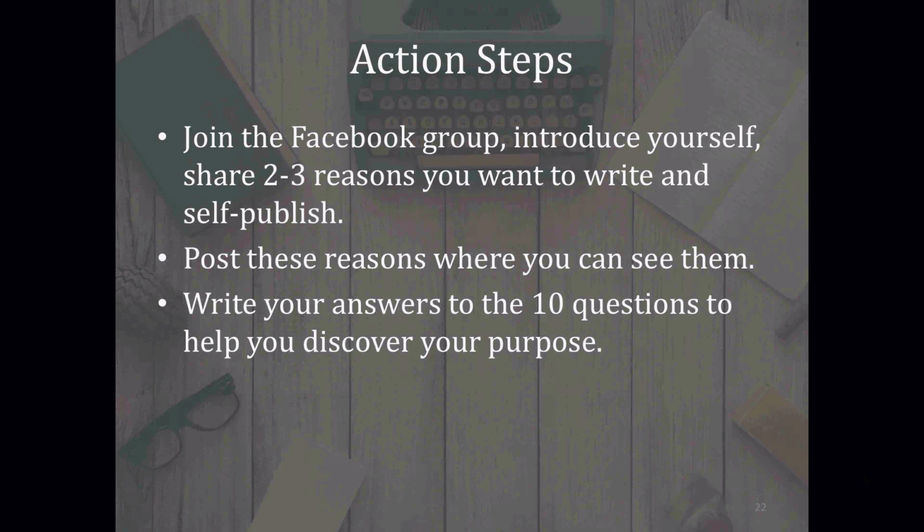Number 2, these 2 or 3 reasons that you want to write, post those reasons somewhere where you can see them whenever you write. It might be a Post-it note or a bulletin board or in your wallet or your computer screen or whatever, but put these up where you can see them because that'll motivate you in your writing. And then sometime in the next week, write out your answers to those 10 questions that'll help you discover your life purpose. I think going through those questions will really help you to gain some clarity on what it is that your life is all about, and that'll filter into your writing as well.